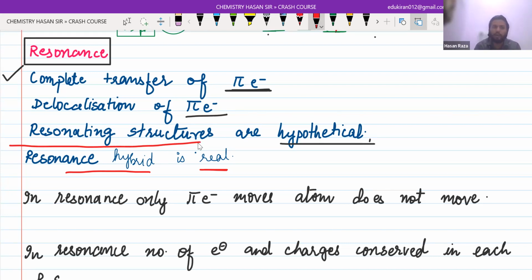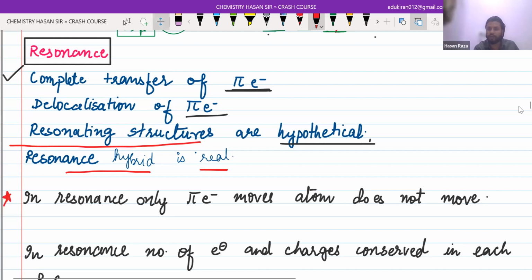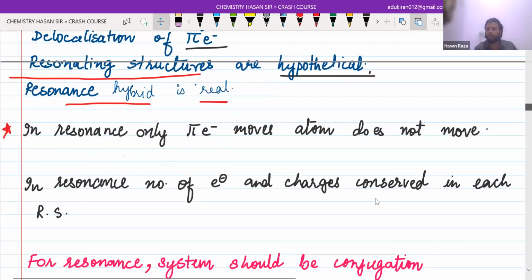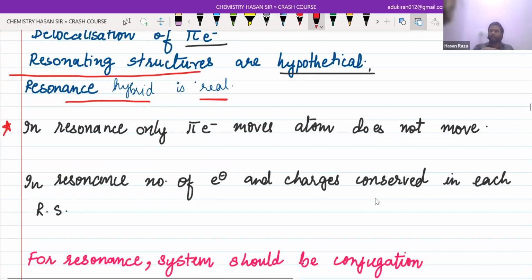You will see. Now, always remember that in resonance, only pi electron moves. Atoms don't move. Only pi electron moves. If in a resonating structure atoms are moving, then that is not a resonating structure.